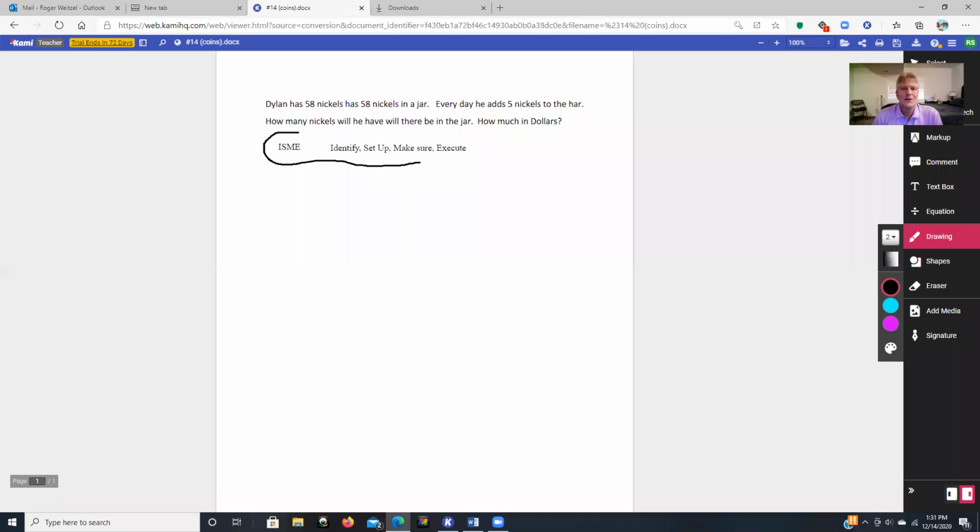Today, we're going to talk about an arithmetic sequence, and we're going to be using money, so that'll make it a little more interesting. So I'm going to share my screen, and this is our problem today. I want to emphasize that every time we do a problem, we want to take a second and say, okay, these are the things that I want to do. I'm going to use the ISME. I want to identify what kind of problem it is, set it up, make sure I'm solving for the right thing, and then execute.